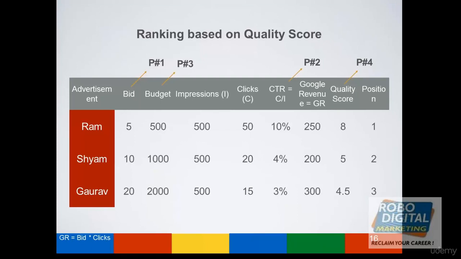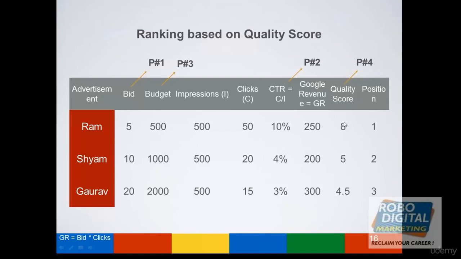By default, if you only look at the bid, it seems that Gaurav should get the first position, but it doesn't happen. If you look at the revenue even, Gaurav should have the first position. Yes or no? Because he is giving 300 rupees as revenue to Google in comparison to 200 rupees by Sham and 250 by Ram. He is bidding high and giving high returns to Google, but still he is getting the third position because of the quality score.